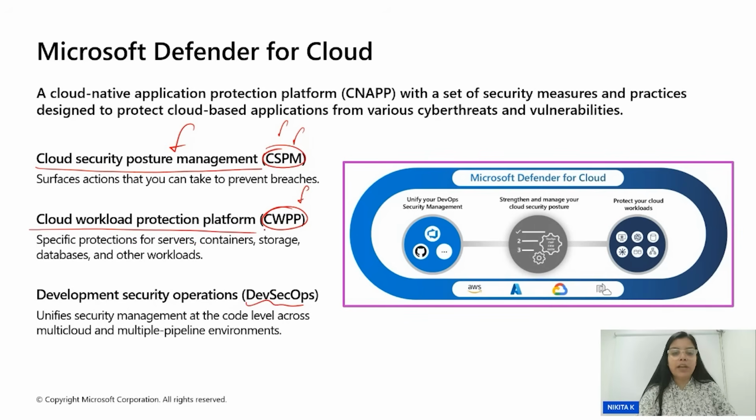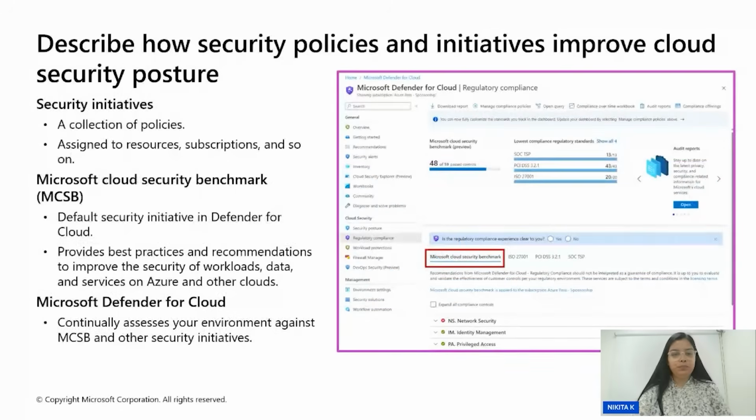CWPP is the workload protection, which will give the actual protection to your different workloads. It can be your servers, your containers, storage accounts, or other workloads deployed on Azure or maybe AWS or maybe Oracle, anywhere. Next is DevSecOps, when I will be working on Terraform, when I will be working on Ansible, when I will be using infrastructure as code. If you want to give protection there also, Defender for Cloud comes into the picture.